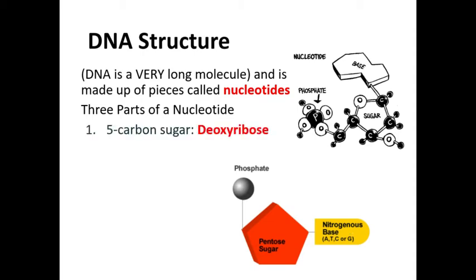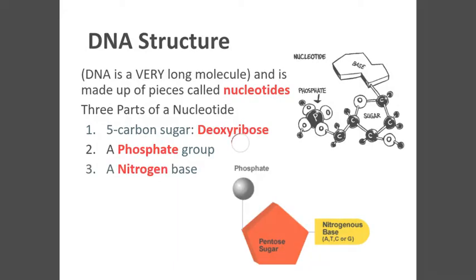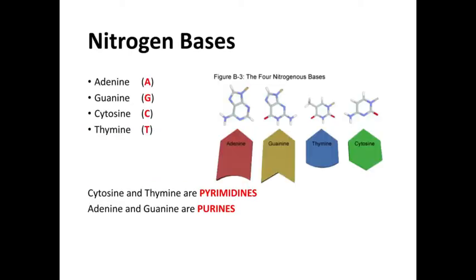So the first part, it has the deoxyribose or the 5-carbon sugar, the phosphate group, and the nitrogen bases. The 4 nitrogen bases are adenine, A, guanine, G, cytosine, C, and thymine, T. These make up the middle of the ladder.